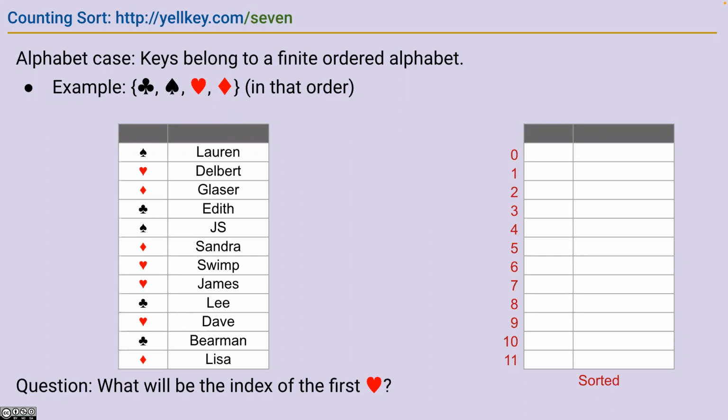I'll give you a hint. This algorithm is called counting sort that we're working towards. Oh, and this is zero index.